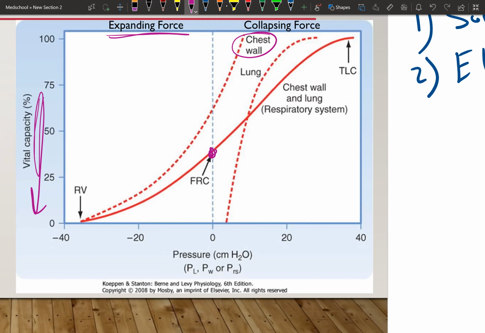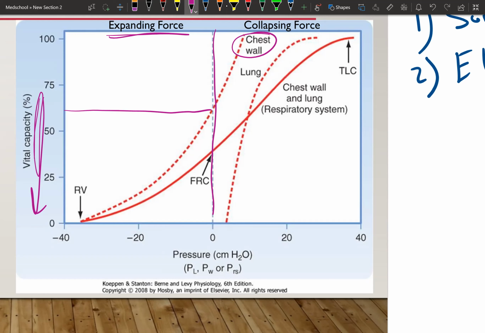But the reality is that when you get past your 60% vital capacity, and I'm drawing FRC right there, I should be drawing it like this, not there. Once you get past 60% vital capacity, then the chest wall has a collapsing force. Does that make sense? Yes, that's very helpful. Thank you so much. Gotcha.